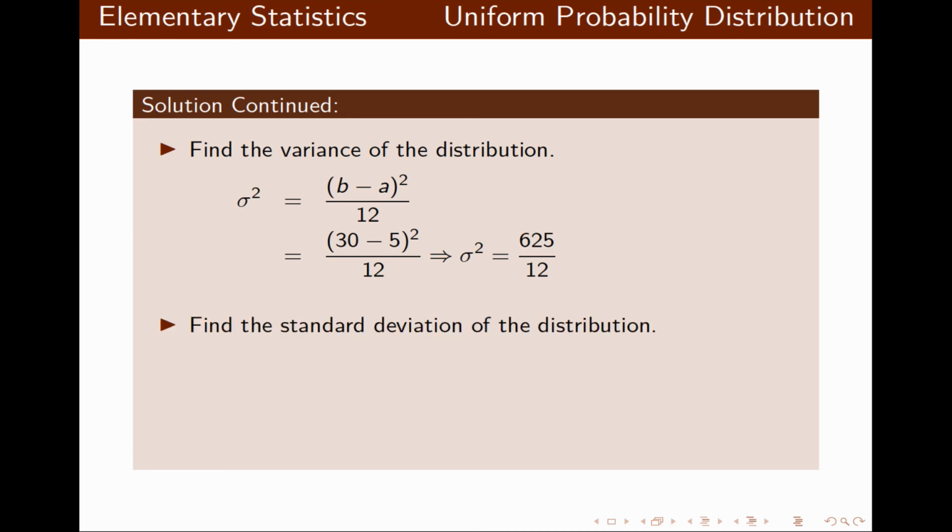And the standard deviation, sigma, is always the square root of sigma squared. So we take the square root of 625 over 12. So the standard deviation sigma is approximately 7.122. I hope this presentation helps you understand uniform probability distribution and gives you a quick review of different types of random variables and what they represent.